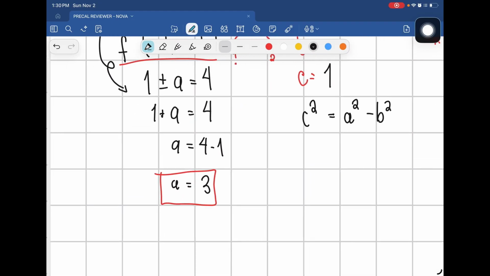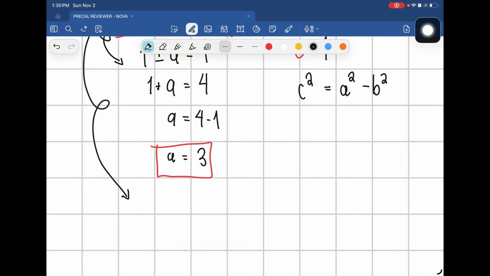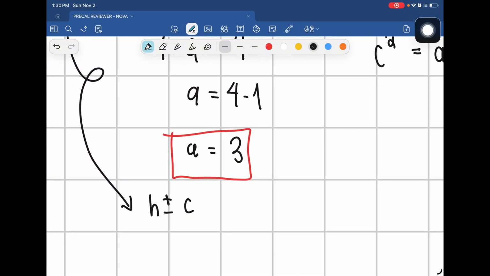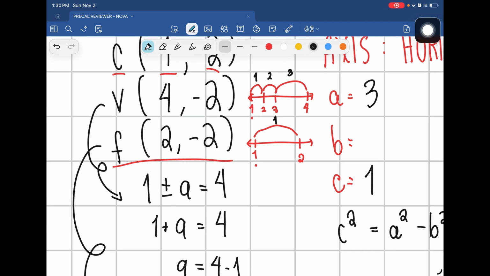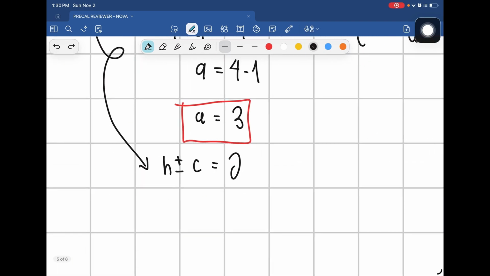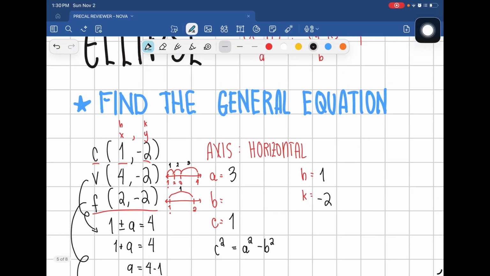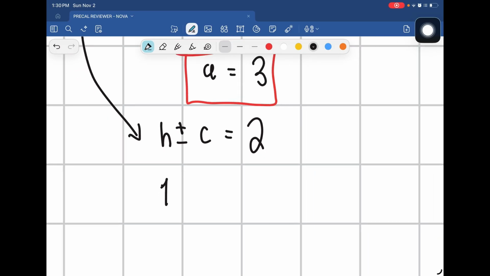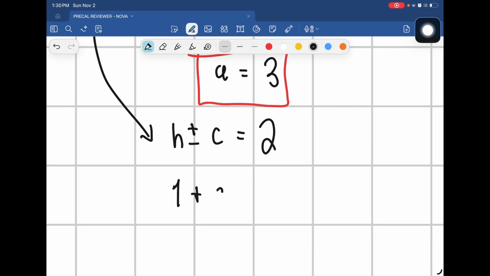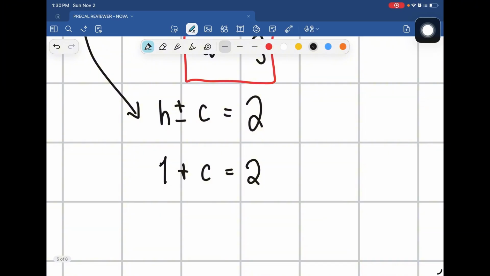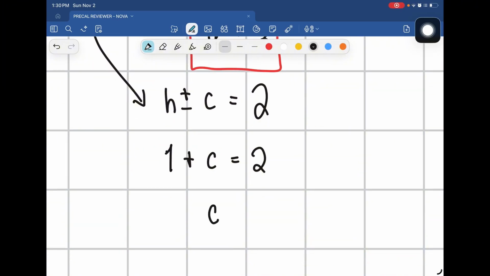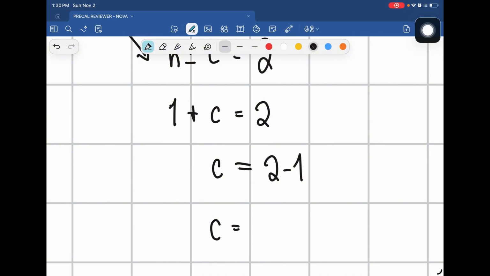Now let's find that using the equation. Let's go down here. So h plus minus c is equal to, what is the value for our h here? Therefore it is 2. So let's plug in the value of h, which is 1. And let's use either of the operations. Let's use plus, and it is equal to 2. Now let's do some algebra. We want to isolate c because we're finding its value. We're gonna move 1 to the right hand side, therefore it becomes 2 minus 1, and 2 minus 1 is equal to 1. Now we found our c.